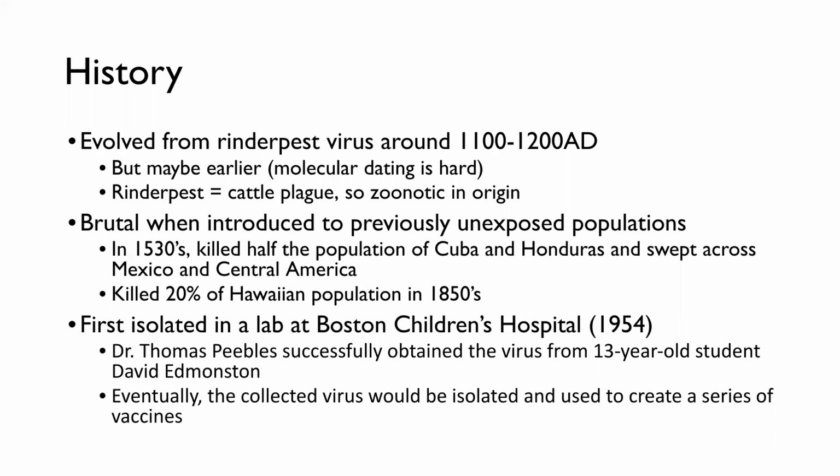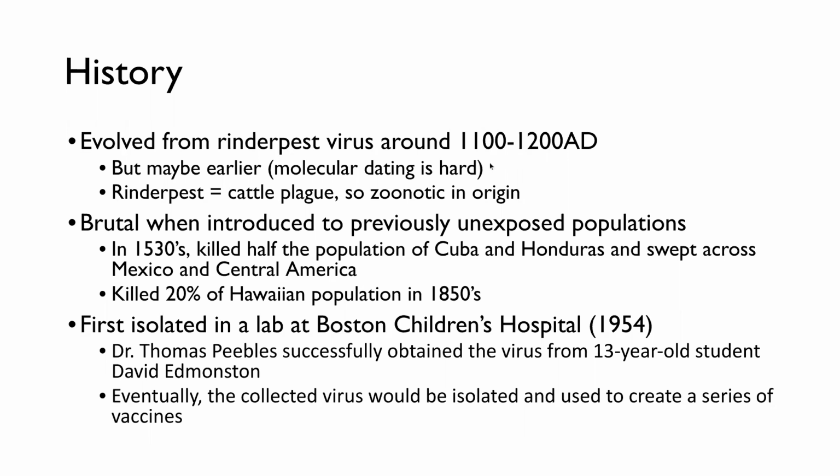Now, measles has a very storied history with mankind. Best estimates at this point put the evolution of measles from the rinderpest virus around 1100 to 1200 AD. Now, rinderpest is a cattle plague. So what this tells us is that very much like COVID-19, measles is zoonotic in origin, meaning it jumps from cow to human, very much like COVID-19 jumped from bat to human. And so these are approximate dates, about 1100 to 1200 AD. It might have been around longer, it might have been around shorter, but our best estimate at this point, again, is about 1100 to 1200 AD.